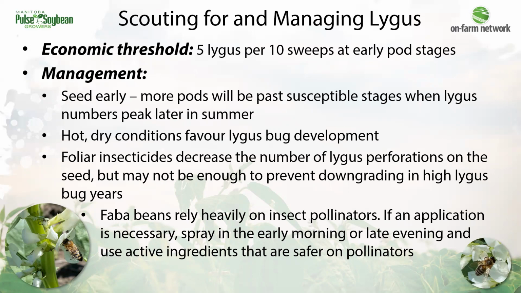And then in terms of management, start by seeding faba beans early. They tolerate those cool soils, they tolerate spring frosts. With that earlier seeding, we'll have hopefully more pods past that susceptible stage when Lygus bug numbers are peaking later in the summer. So those hot, dry conditions are favoring Lygus bugs. They're also the opposite of what are ideal conditions for faba beans. So timing that a little bit earlier, moving that crop ahead. Foliar insecticides will decrease the amount of damage, but it might not be a complete solution.